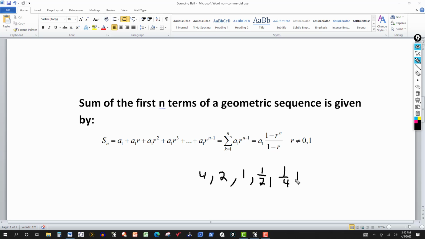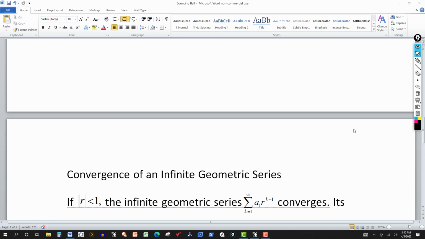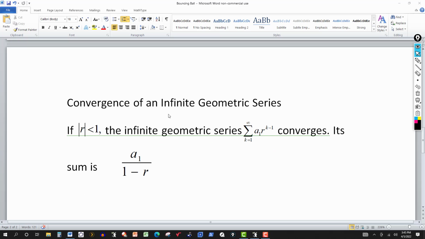But it's possible that we have one that goes on forever. Infinite. And we want to know the sum of that series. Then it becomes a series. Well, there's the formula. Convergence of an infinite geometric series. So what if we have the terms of a sequence and we want it's infinite? K equal 1 to infinity.